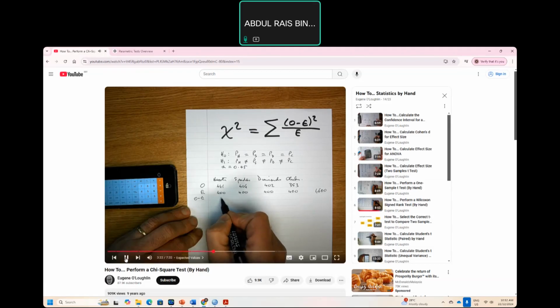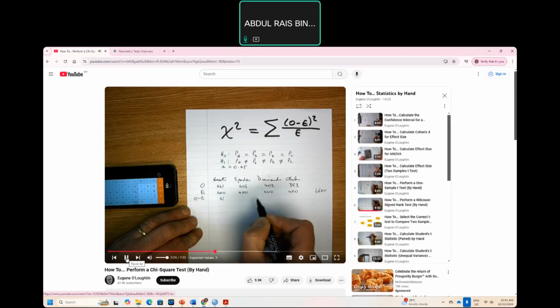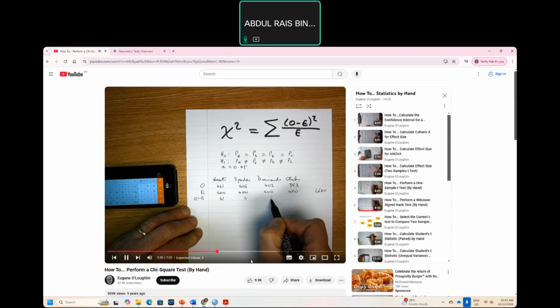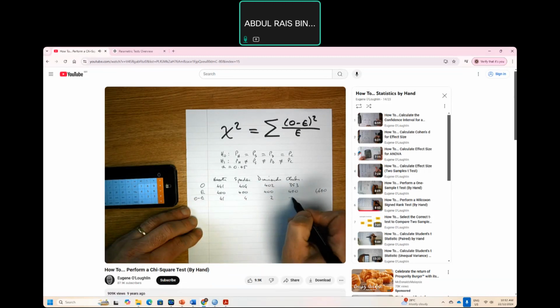So O minus E, this is something like a 2 by 2 table in chi-square calculation. 441 take away 400 is 41. 404 minus 400 is 4. 402 minus 400 is 2. And 353 minus 400 is minus 47.